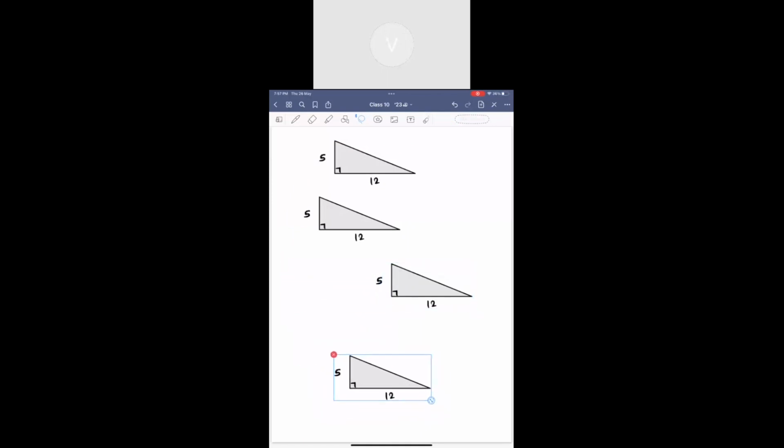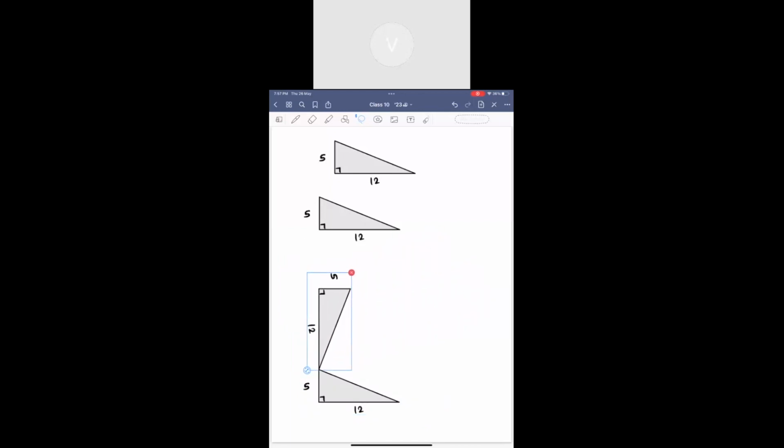The first one, I place it here. The second one, I am going to rotate it like this. I'm going to place it like this. The next one, I am going to rotate it by 180 degrees. And I'm going to place it so that a square will be formed.